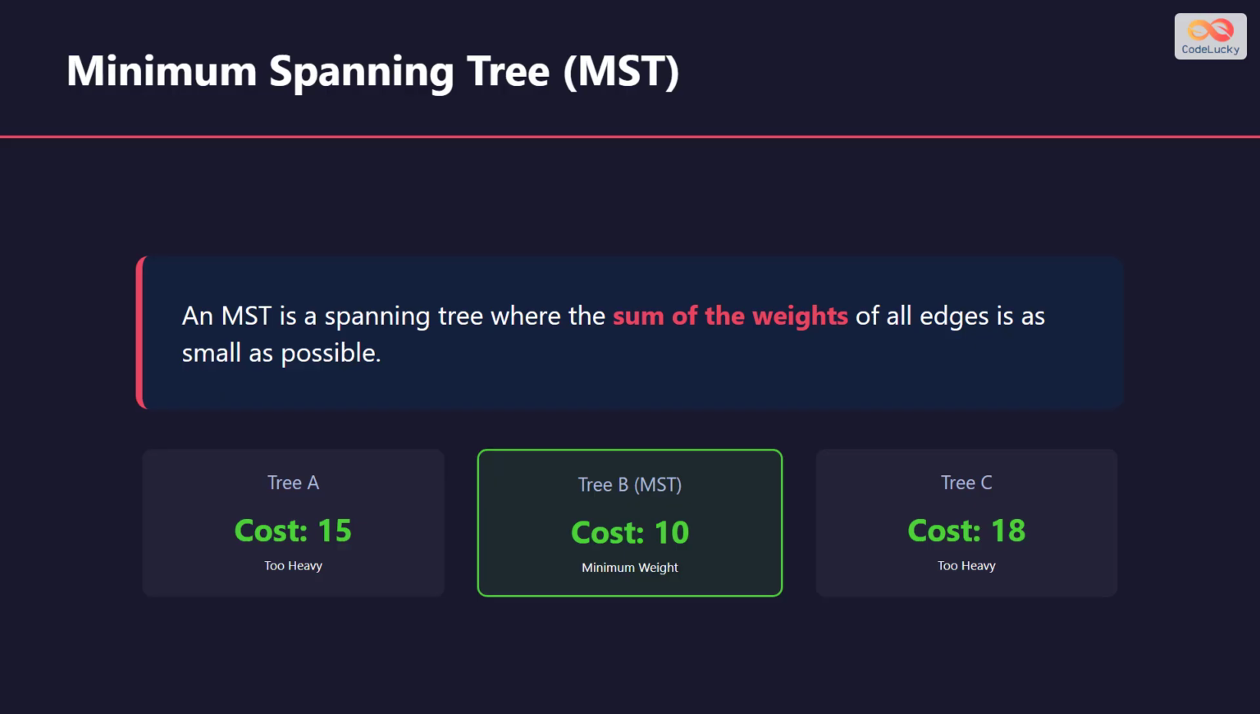A graph can have many different spanning trees. A minimum spanning tree, or MST, is the one where the total weight of all the edges is the lowest possible. If these edges represented the cost of laying cable, the MST would be the cheapest way to connect every building.